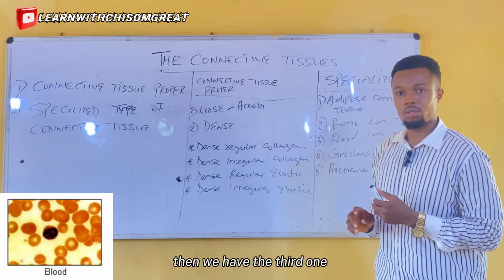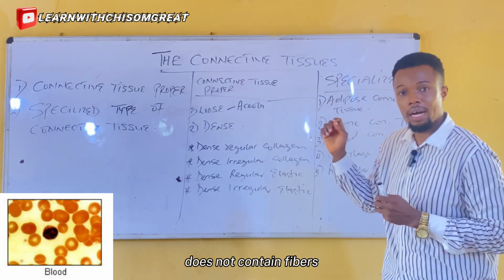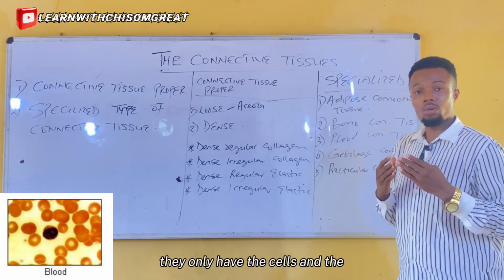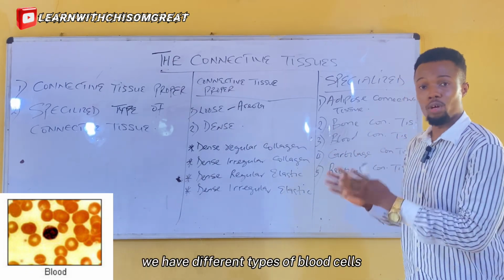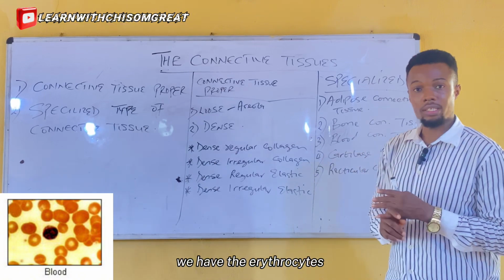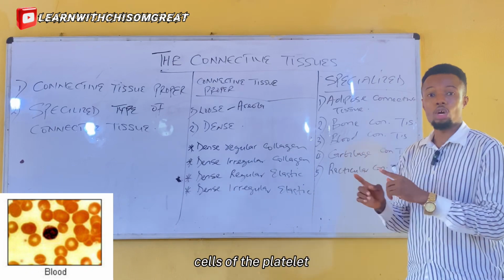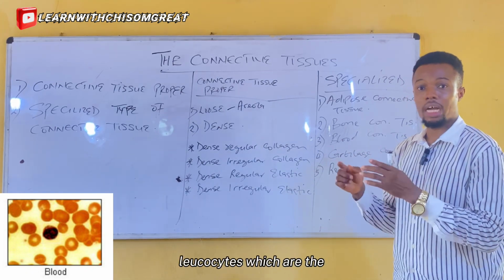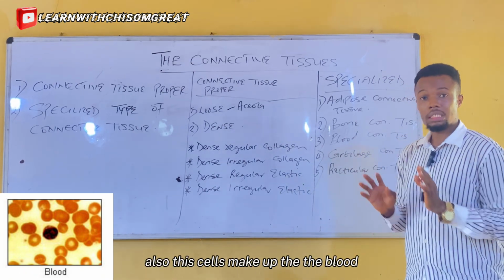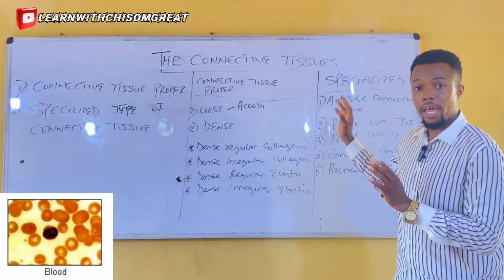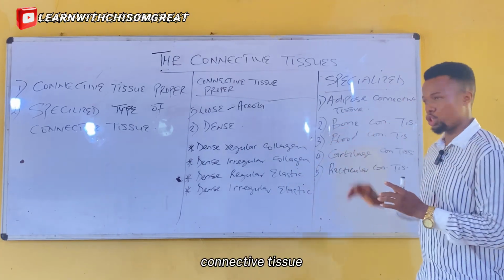Then we have the third one, the blood connective tissue. The blood, like I told us, does not contain fibers. It only has the cells and the ground substances. Here we have different types of blood cells. We have the erythrocytes, the red blood cells. We have the thrombocytes, the platelets, and the leukocytes, the white blood cells. We also have the plasma cells. Together, these cells make up the blood, and they are called the blood connective tissue.